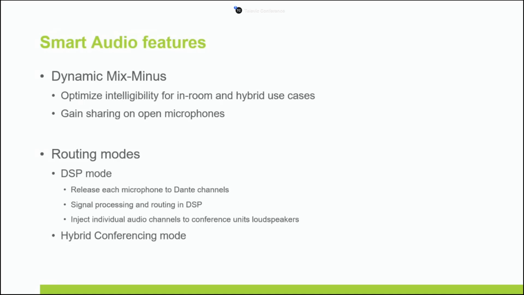Besides that, we've also added two new routing modes. One of the routing modes is called DSP mode, and that's basically releasing our microphones to Dante channels and vice versa, giving the flexibility to also create individual loudspeaker channels and do audio processing in the DSP. Next to that, with the whole hybrid conferencing mode, we also added a specific mode to give some flexibility in order to couple to a soft codec or also our own Confero hybrid solution.